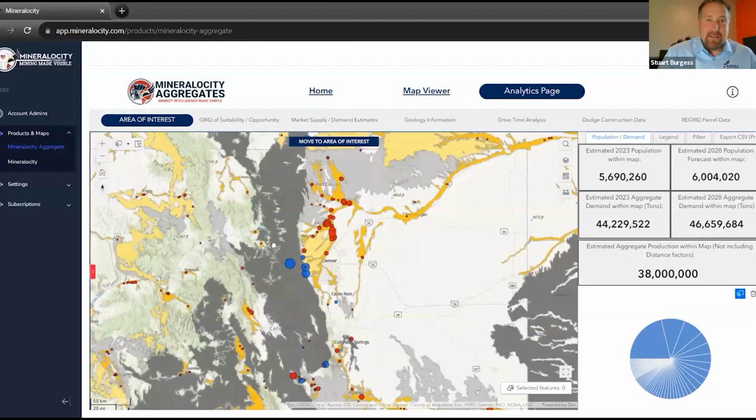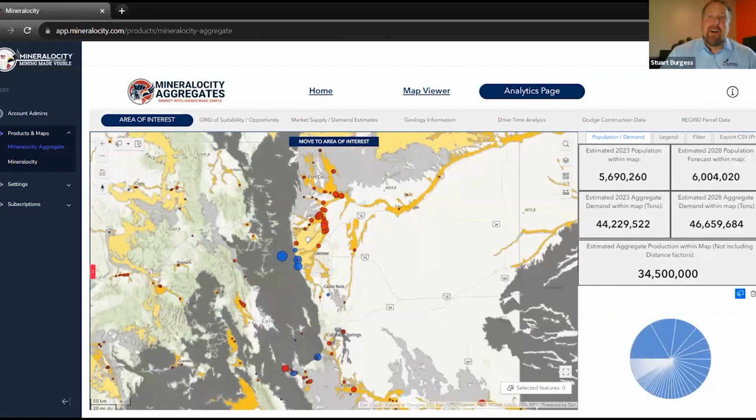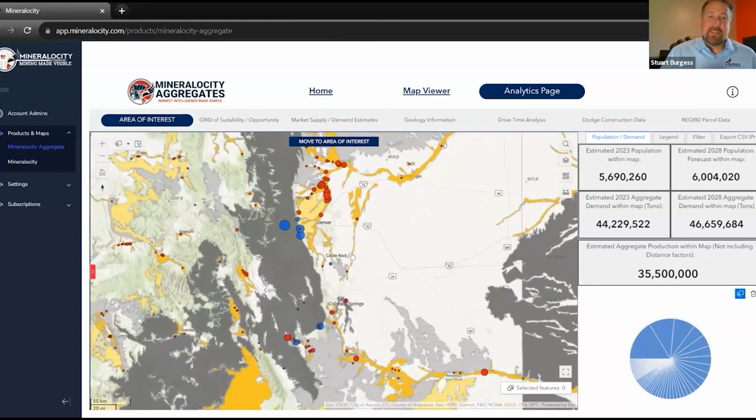I've got the Mineralocity platform pulled up. You can see I've turned on some extra tabs. So on this area of interest tab, I've selected the area that we're interested in. In this case, we have a client who's interested in greenfielding a new aggregate operation, sand and gravel or crushed stone somewhere in the Denver region.